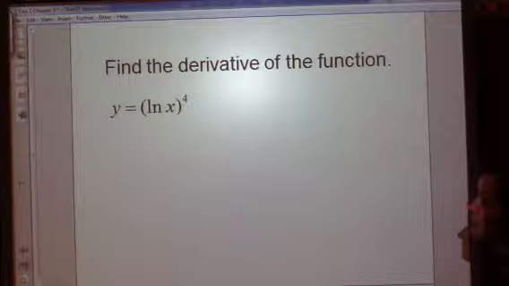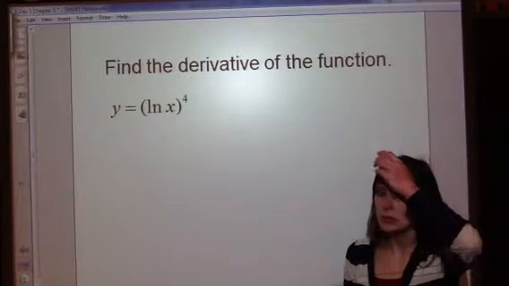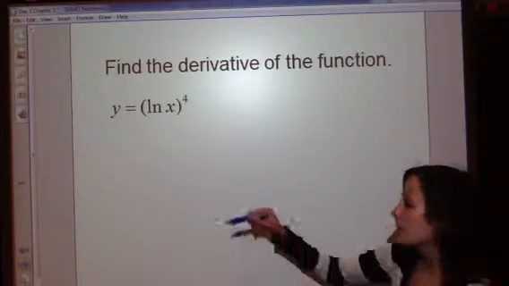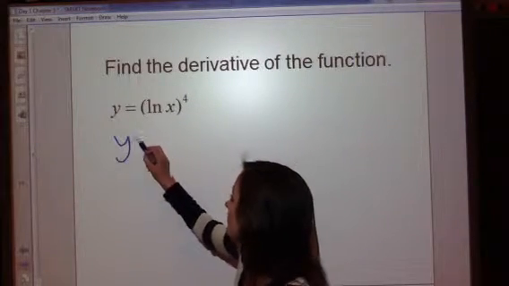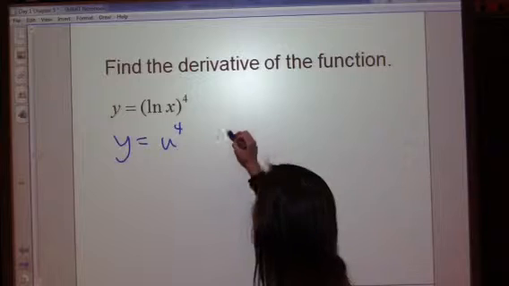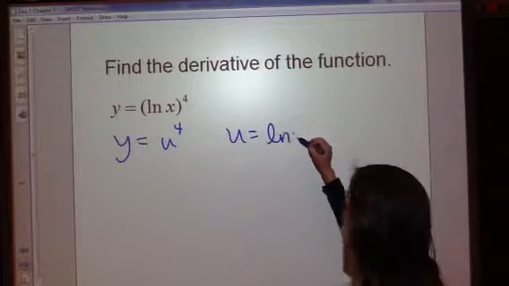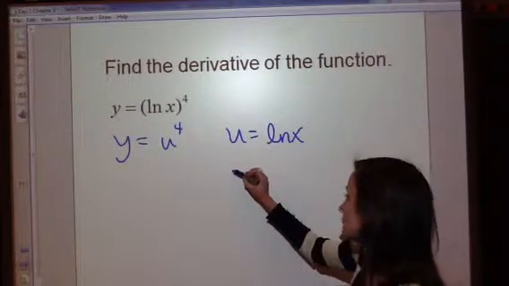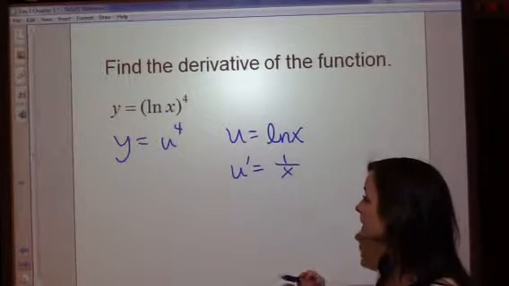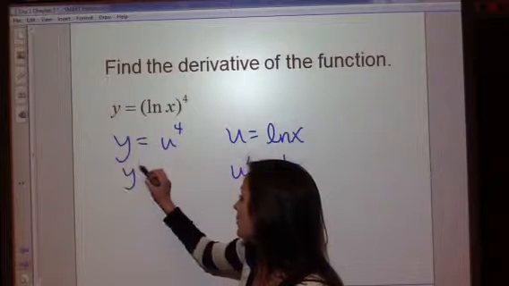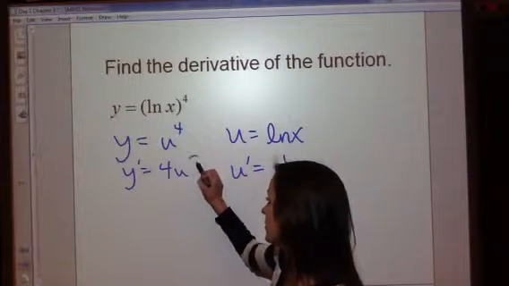So see if you can do this one on your own. Well, you can't rewrite because it's all to the fourth. It's not just the x to the fourth. So we can rewrite it as u to the fourth power, u being ln x. Well, we just realized that the derivative of ln x is 1 over x. Derivative of u to the fourth is 4u cubed.